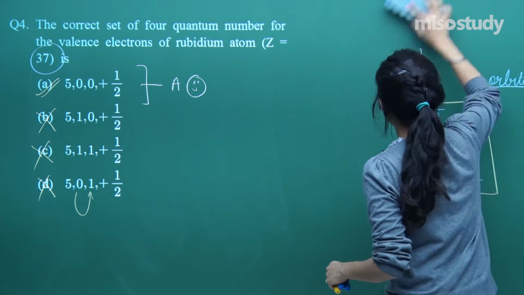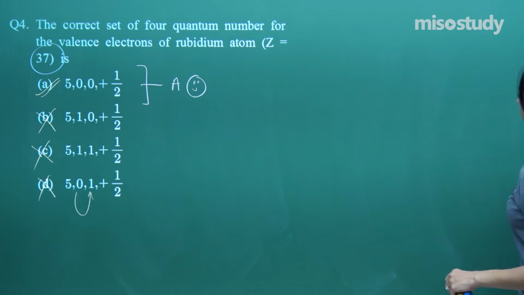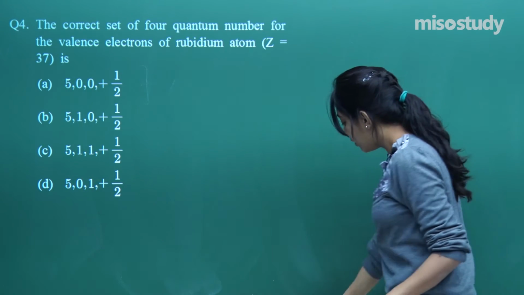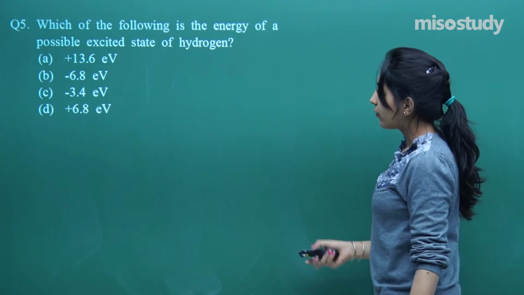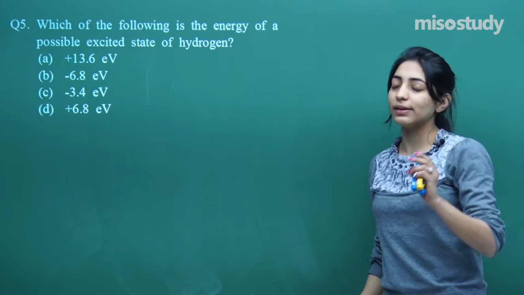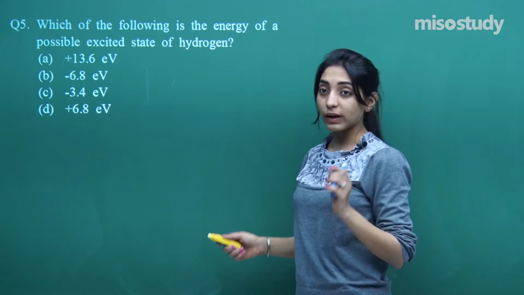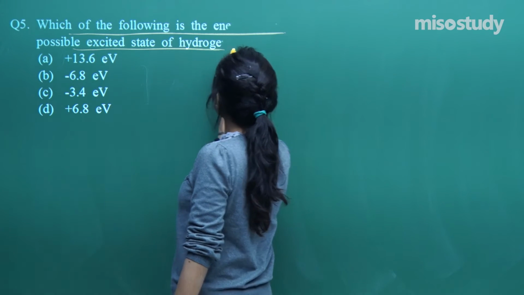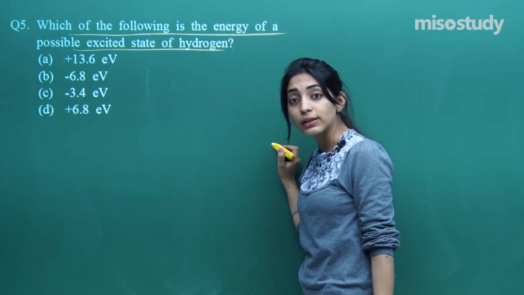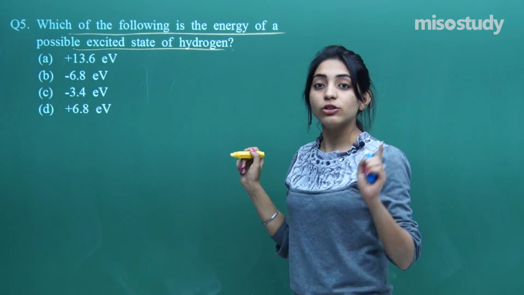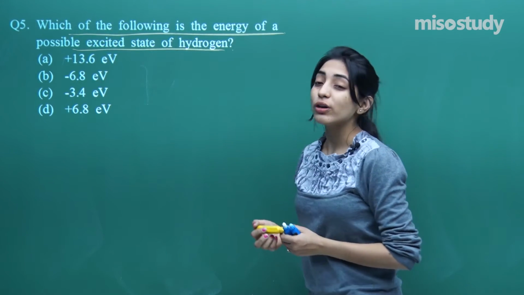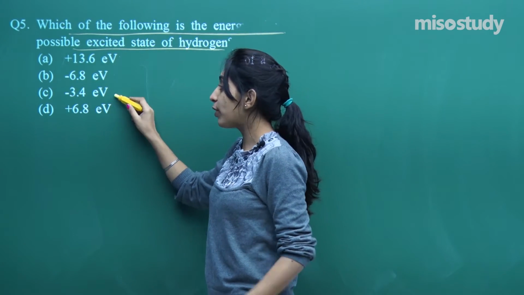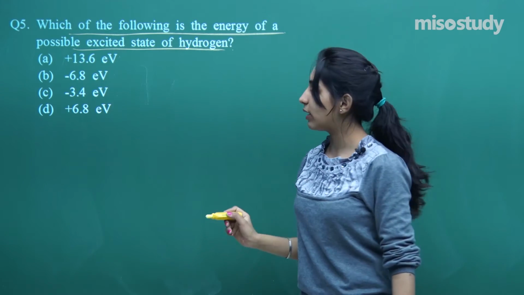Okay? So finally we discussed 4 questions. Now I think we should be moving on to the next question, which is question number 5. Let's see if we have an easy or a difficult question. Whatever the question is, it's really nice. Let us discuss. The question says, which of the following is the energy of a possible excited state of hydrogen? The values are 13.6, minus 6.8, minus 3.4 and plus 6.8 electron volts.